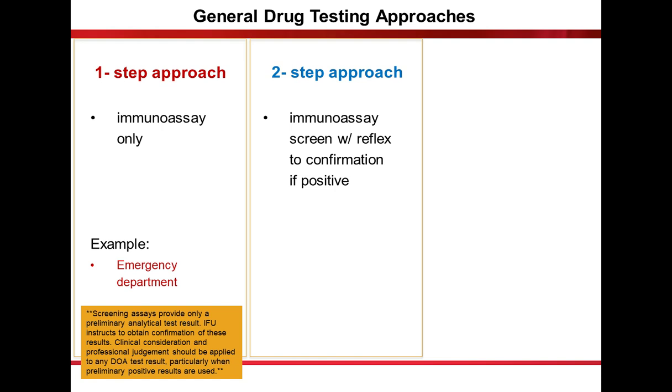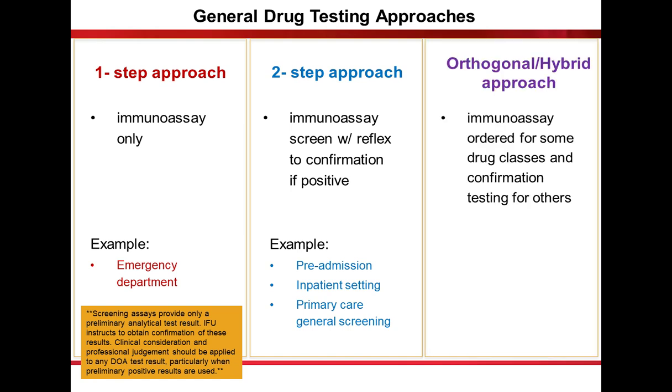The next approach is a two-step approach. This is where an immunoassay screen is what you start out with, and then anything that's positive will automatically be reflexed to a confirmation. Some clinical scenarios where this might be used would be pre-admission testing, in the inpatient setting, so for example, a labor and delivery ward or pre-transplant evaluation. This might also be useful in the primary care setting for general screening.